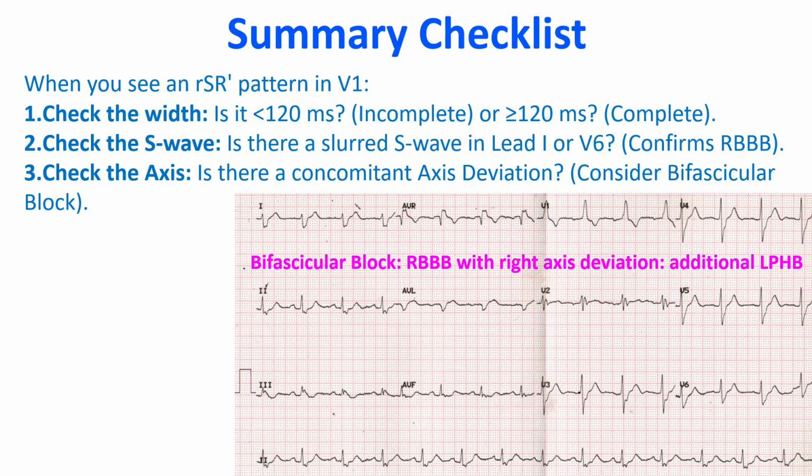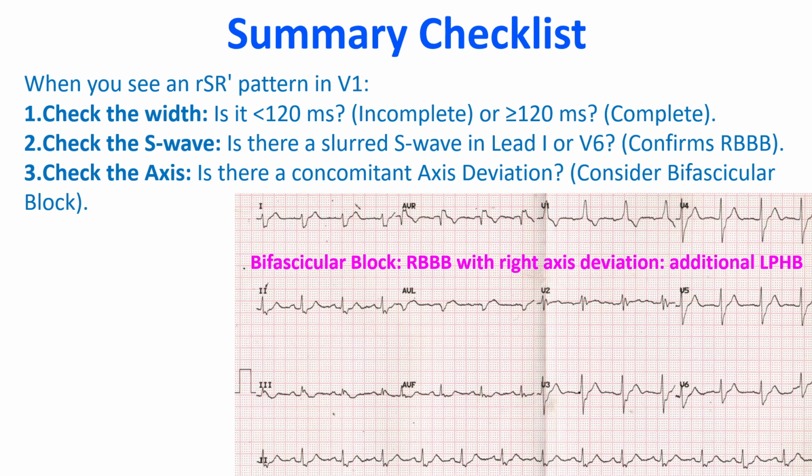To summarize, when you see an RSR prime pattern in V1, check the QRS width. Is it less than 120 milliseconds? Then it is incomplete RBBB. If it is 120 milliseconds or more, it is complete RBBB. Check the S wave. Is there a slurred S in lead 1 or V6 that is seen in RBBB? Check the axis. Is there a concomitant axis deviation?